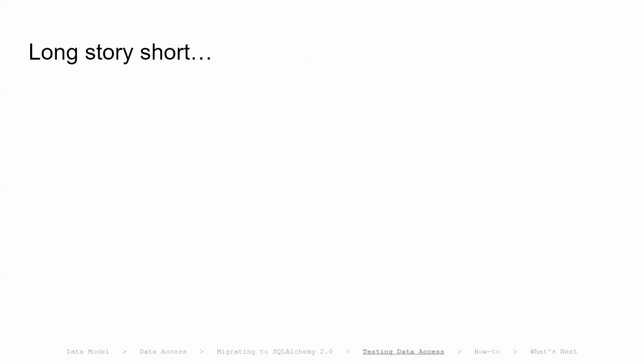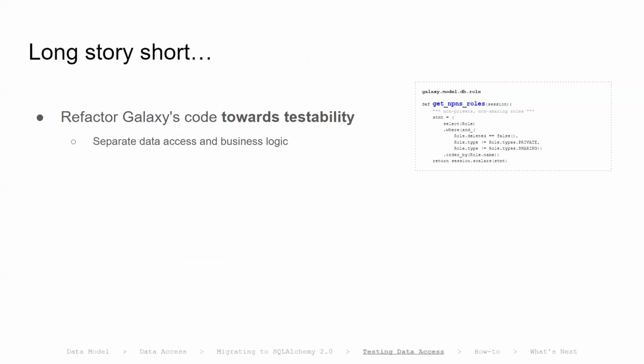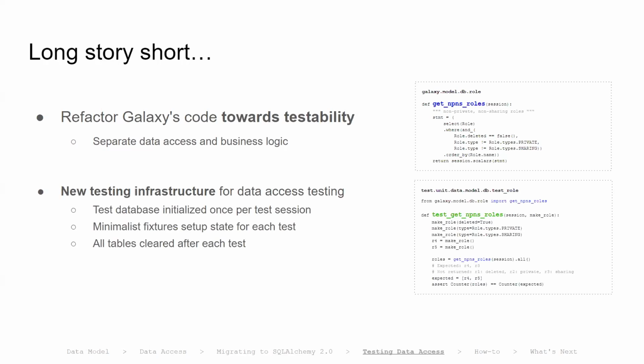A very long story short, it involved refactoring Galaxy code towards testability. It was fundamentally separating the business logic from the data access logic. And after that, we could test it. And for testing it, we had to write a new testing infrastructure, which creates a test database once per session. Then we use minimalist fixtures to set up very specific database state for every single test. You run the test, and after every single test, the database is wiped. It was lightning fast, so we were able to have as many tests as needed, and then we tested everything.